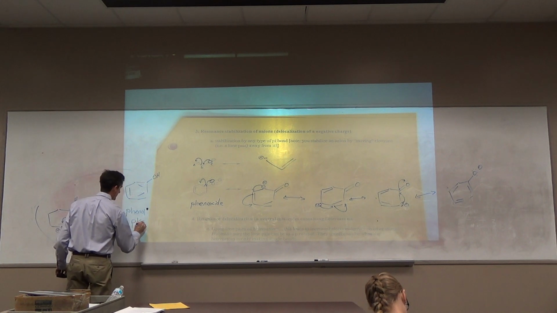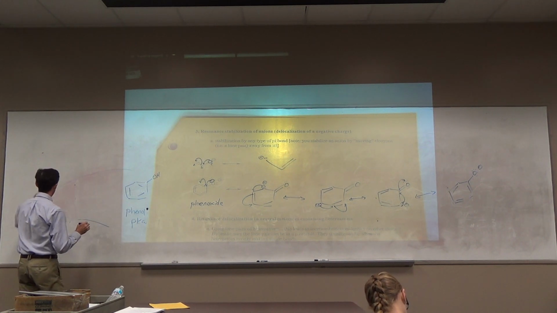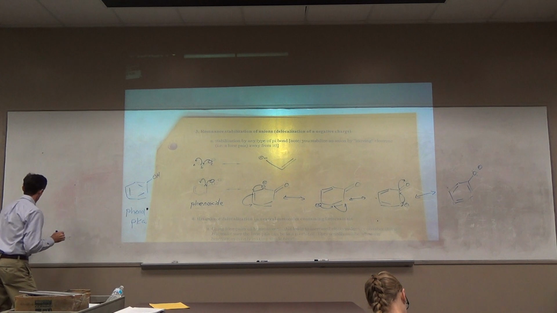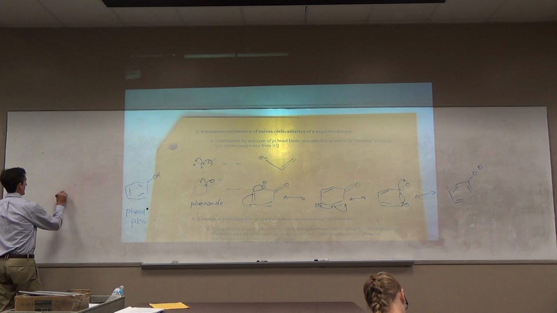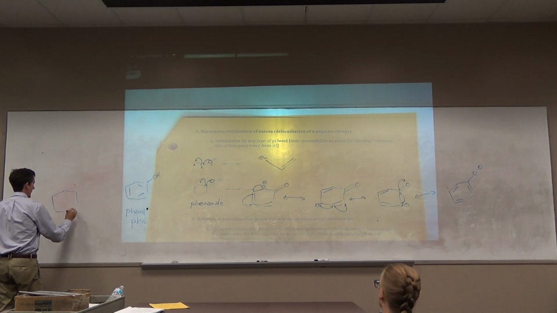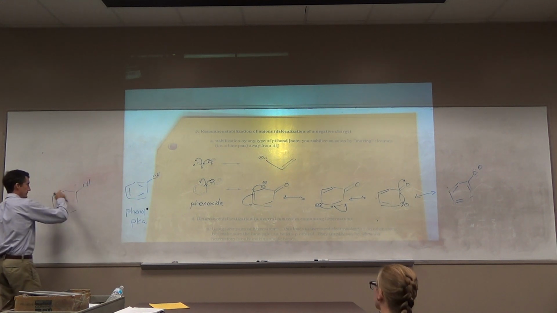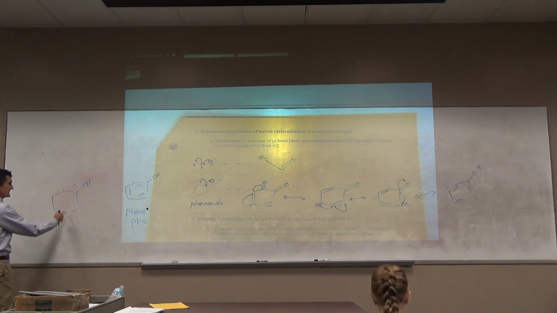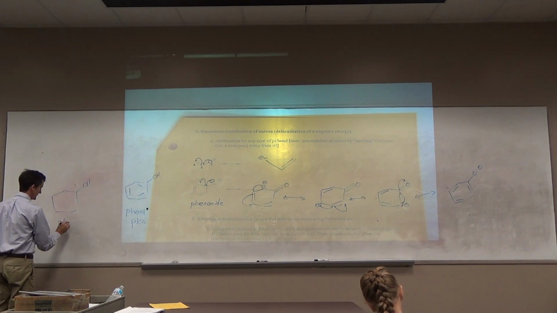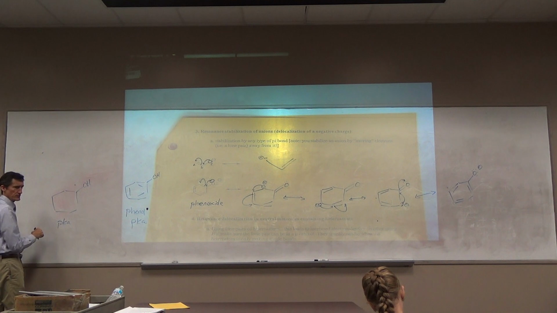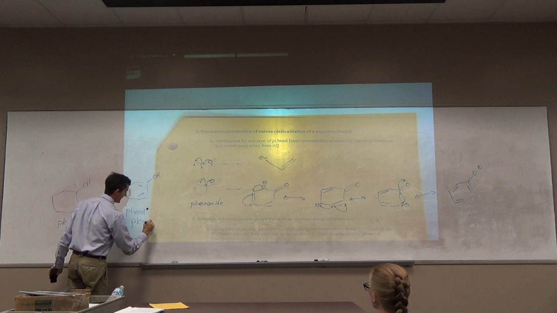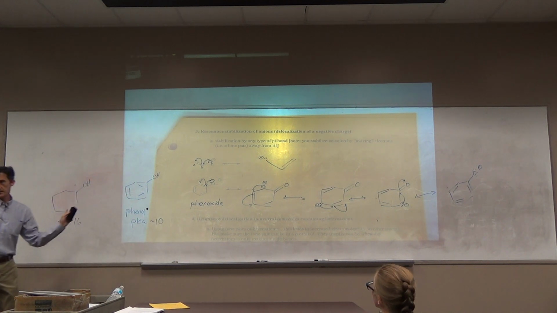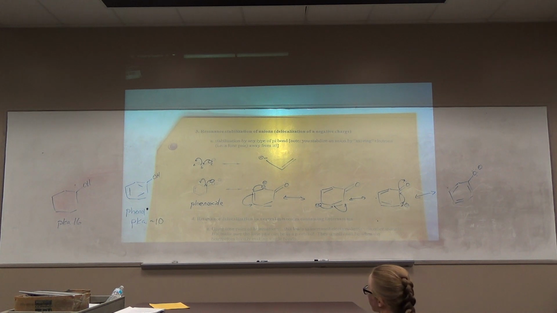Phenol, pKa of about what? Regular alcohol, no p orbitals. Cyclohexanol, pKa of what? Similar to water. 16. Phenol, pKa of about 10. Plain, simple phenol. It's 1,000,000 times more acidic.